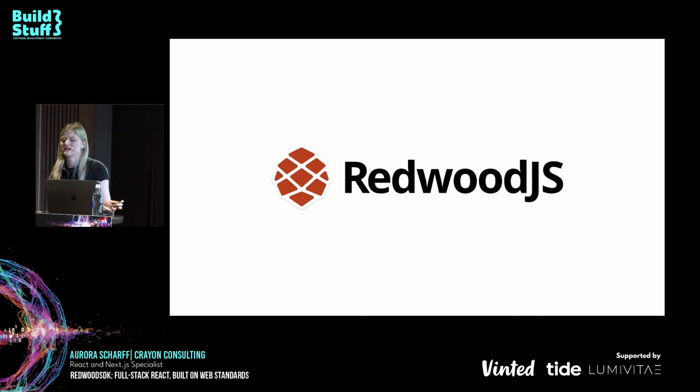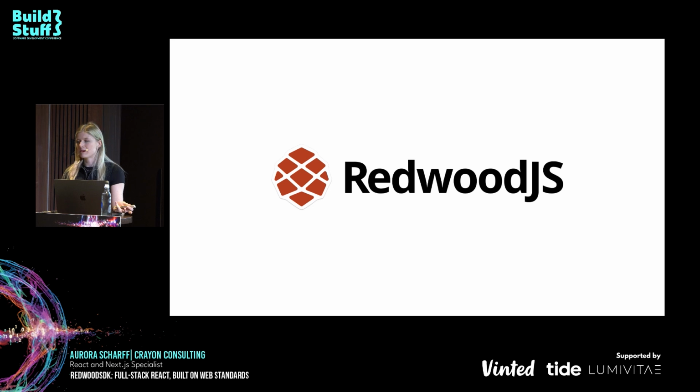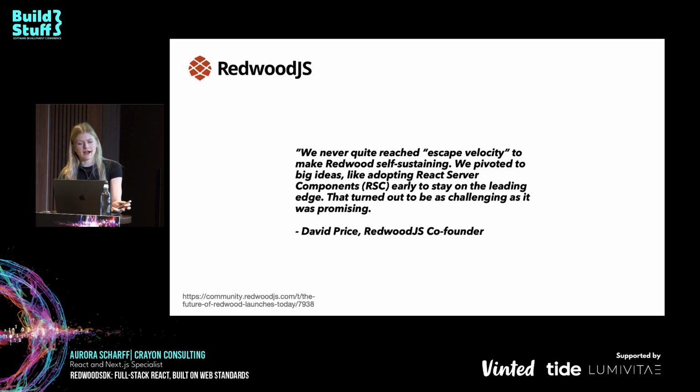So Redwood.js is an older open source project initiated by Tom Preston-Werner, co-founder of GitHub and creator of Jekyll, and many more significant open source initiatives. And as quoted here by another co-founder, Redwood.js never quite reached escape velocity to make Redwood self-sustaining. So they adopted React Server components early, but that turned out to be a long and tough grind, and the co-founders were simultaneously pulled elsewhere.